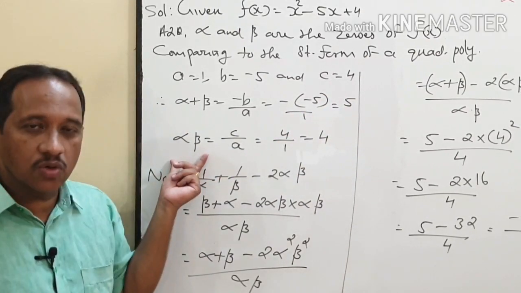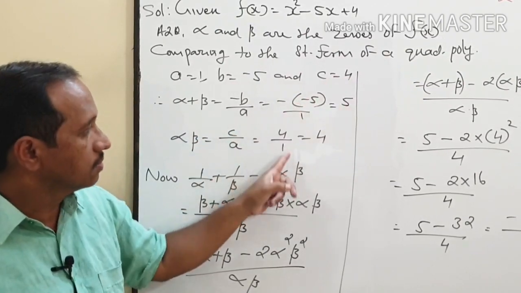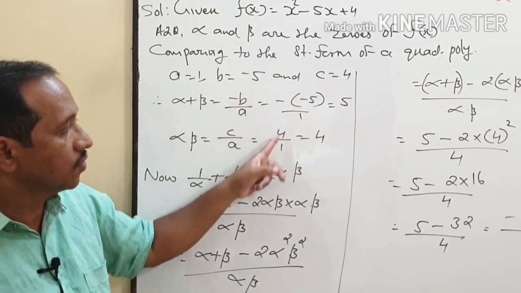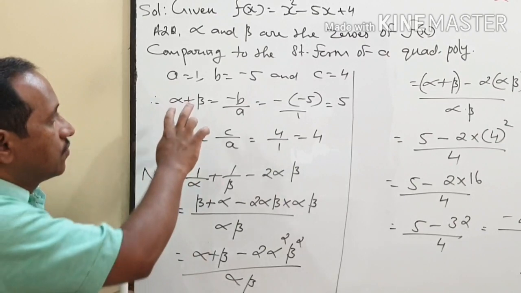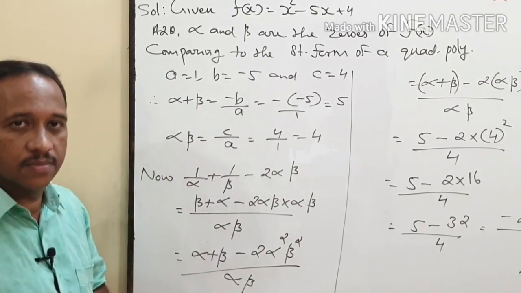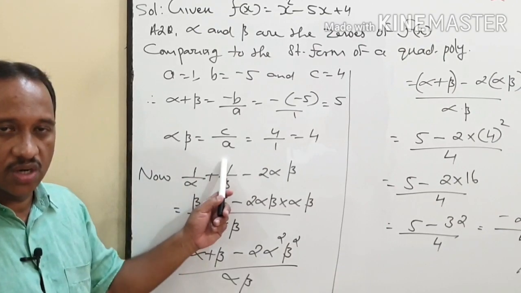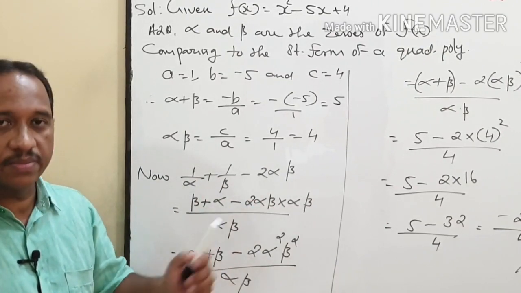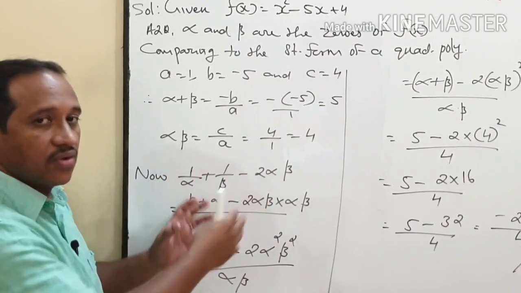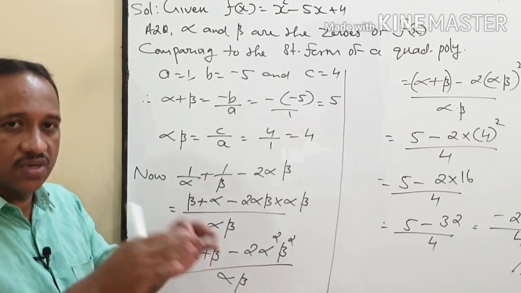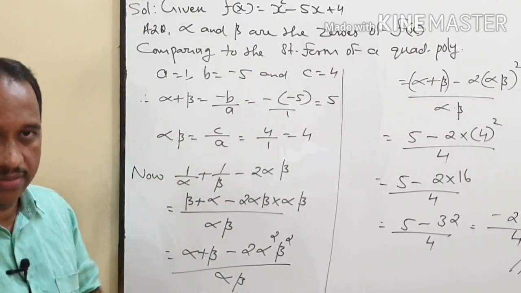Then the product of zeros, alpha beta, is equal to c/a. Here the value of c is 4 and the value of a is 1. 4 by 1 is equal to 4. So we have the values of alpha + beta and alpha beta. We have to find the value of the expression 1/alpha + 1/beta - 2 alpha beta. To find the value of this expression, we have to simplify it and convert it into the form of alpha + beta and alpha beta only.